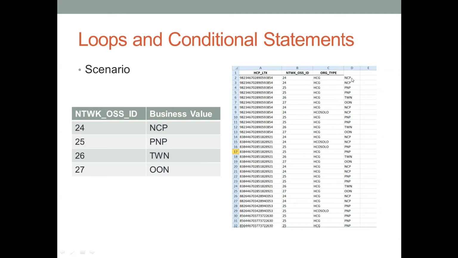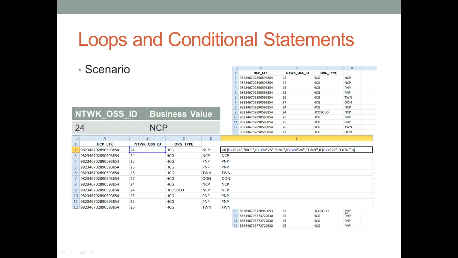Now, what we don't want to do is overwrite this. What we want to do in this case is write those values in the next column, column D. So if this is 24, we want that to be NCP, which it is. If it's 25 here, we want PNP, and so forth, going all the way down.